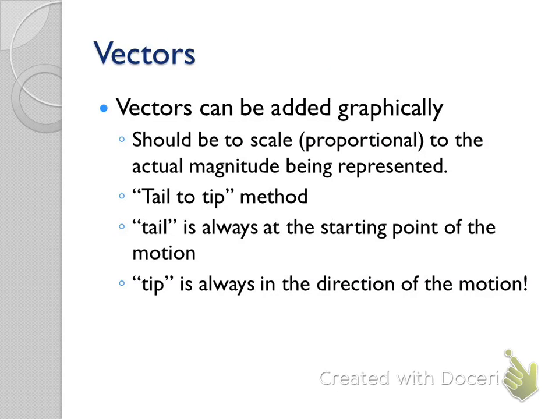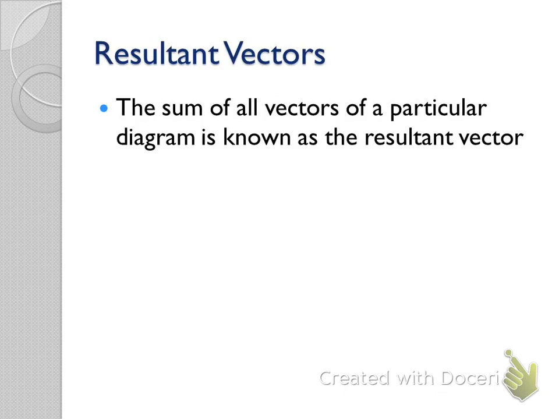Questions on the tail to tip method? It's going to become a lot more clear when we start looking at drawing the graphs, but I wanted to introduce it to you first. When we add these vectors tail to tip, we have what we call a resultant vector. A resultant vector is the sum of all those vectors that you drew.